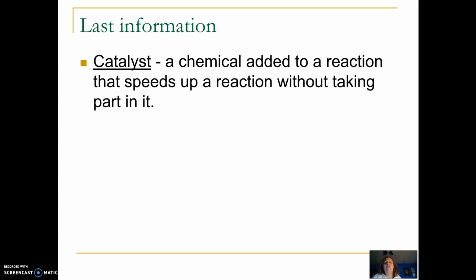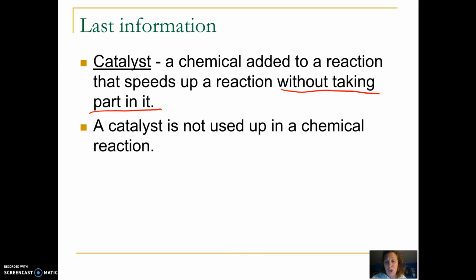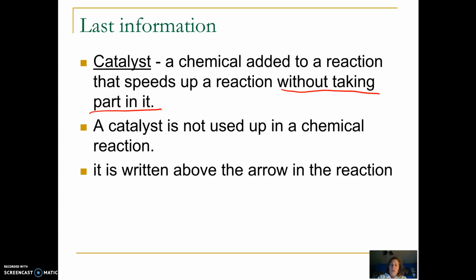Okay, and then just last, catalysts. A catalyst is something you add to speed up a reaction. That's just what they do. But the key part about a catalyst is they do not take part in the reaction. So you don't put them on the reactant side, and you don't put them on the product side. Where's the only other place to put them? It's not used up. Really, I should say just not used at all. You just put it in, and it speeds it up. So the place to put it is above the arrow in the reaction, because it's not a reactant and it's not a product.